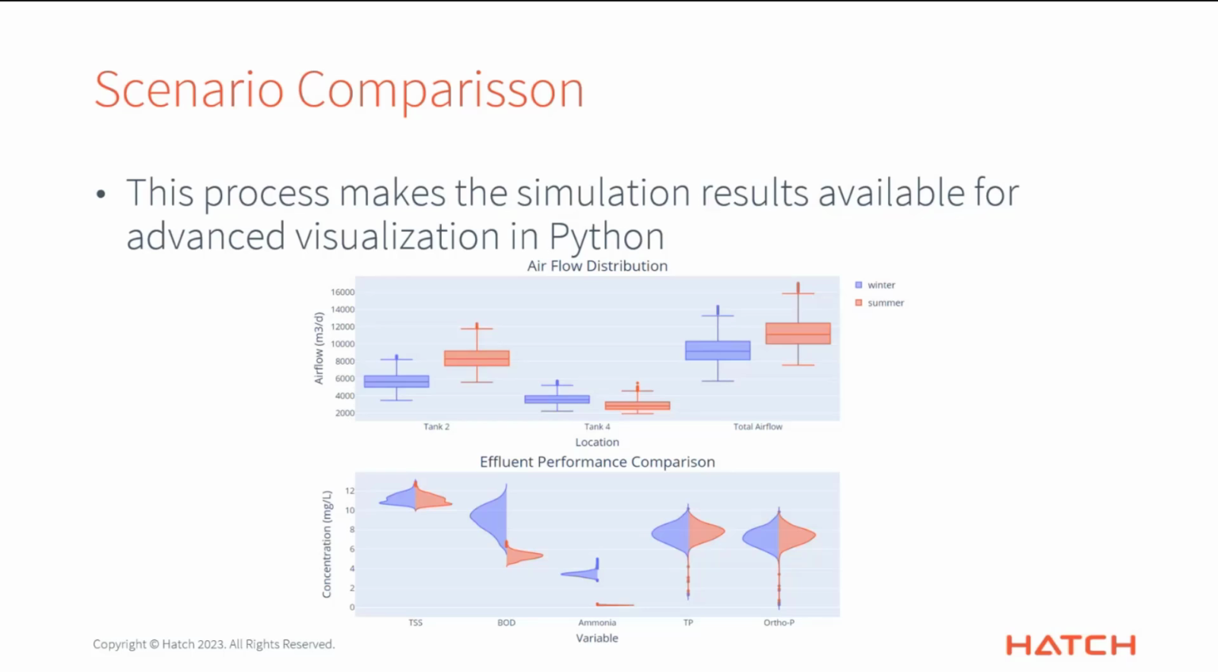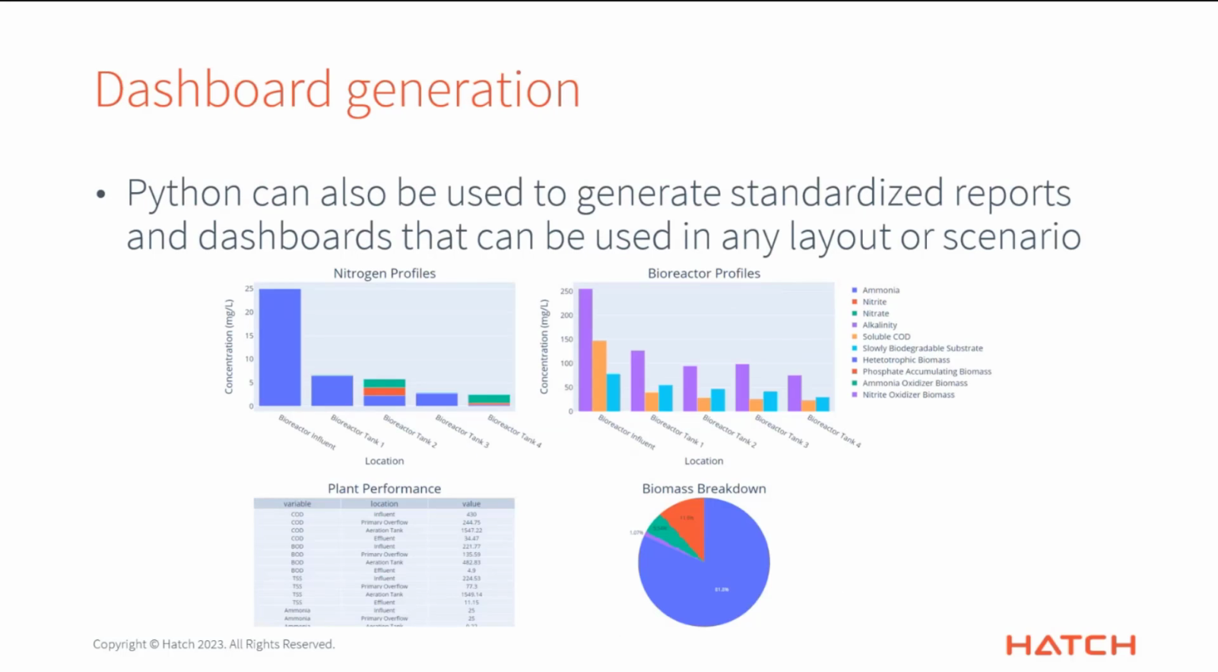I'll just mention that these lower plots are using what's called violin plots, where this is essentially a box plot where the curves represent the density of points at a particular location in our box plot. So where there's a very large curve, that means that we are getting a lot of results at that particular point in our distribution of results. So that's how you would compare two scenarios using Python to create some more advanced visualization.